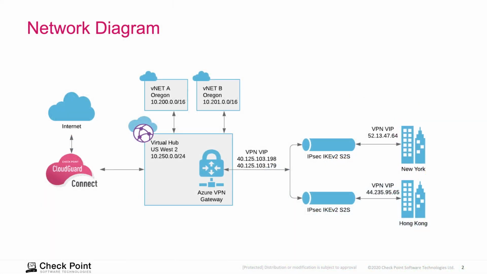Here is our network diagram. In the center, we have an Azure vWAN hub. It currently has two VNet connections and a VPN tunnel from Hong Kong.